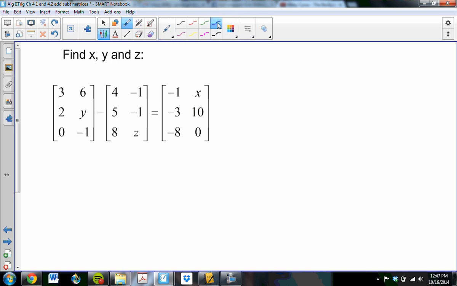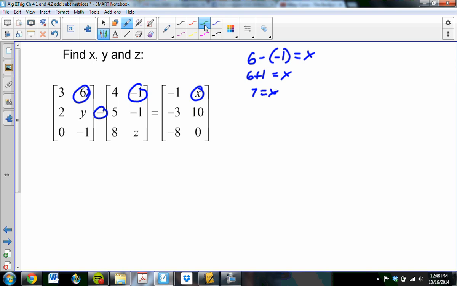Well, if I want to find this x right here, this would be 6 minus negative 1 equals x. So it becomes 6 plus 1, so x equals 7. I want to find this y right here. This is y minus negative 1, and that has to equal 10. So I'm doing the corresponding spots. This was the middle right spot, middle right spot, middle right spot. Y minus negative 1 equals 10. So y is obviously 9.